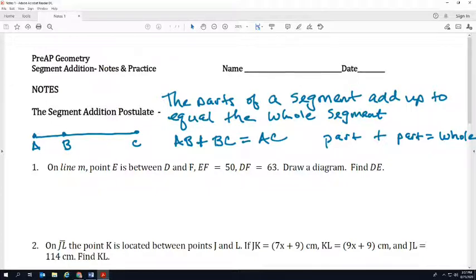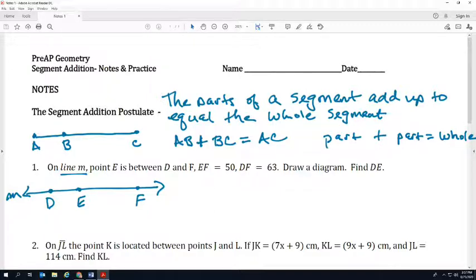We don't know that the point located between A and C is in the middle, so we won't be able to use the midpoint like we did last class. All right, so let's do an example like number 1. We've got line M. Remember, if you name it like this, you're just putting a lowercase m over on the side. Point E is between D and F, so I'm just going to make point D and point F, and I'm going to put E somewhere between those two.